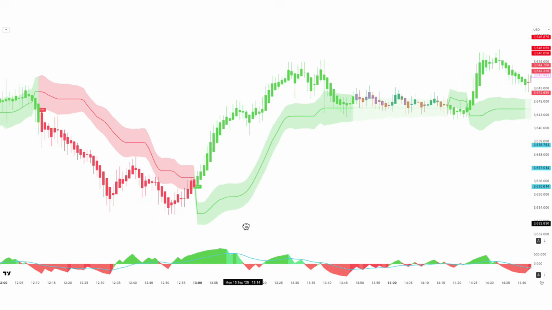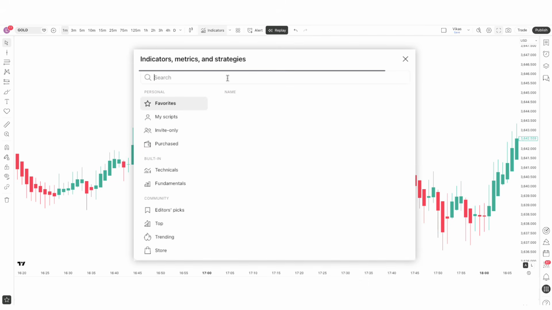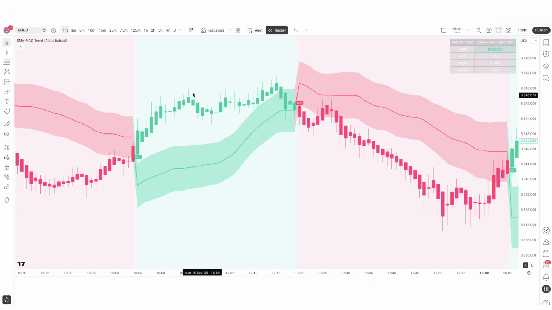Let's start the video. We open the gold 1-minute chart. And don't sweat the time frame either. Next, you'll want to find those magic indicators. Head over to the Indicators tab and search for the SMA MAD Trend. Select the indicator made by Alpha Extract and add it to the chart.